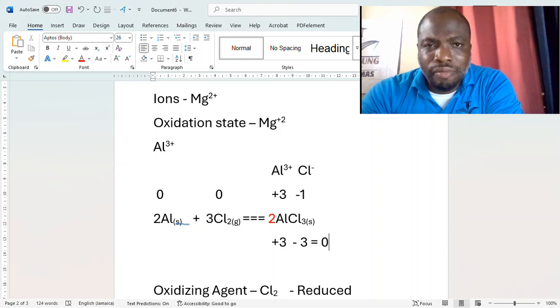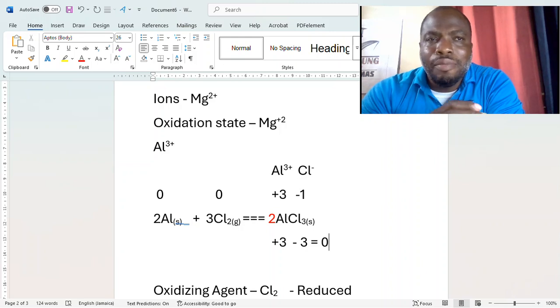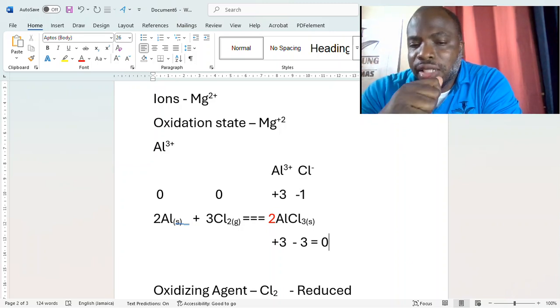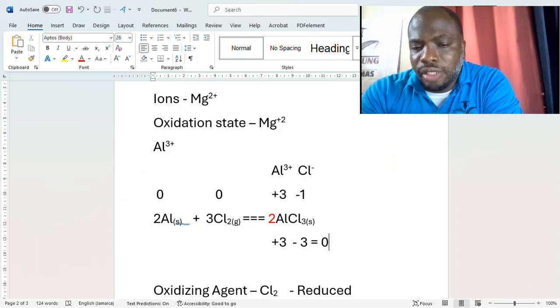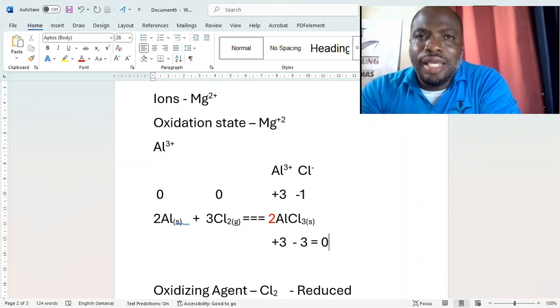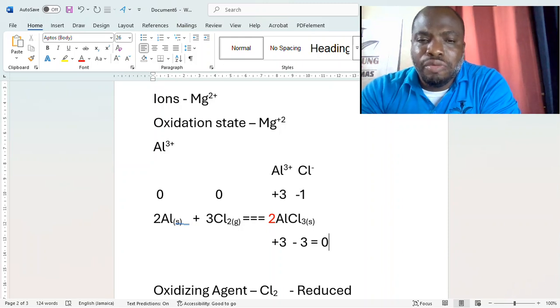Carbon is one of them. Sulfur is another one. Nitrogen is another one. Those three elements tend to change their oxidation state. So it's not that carbon is always this, or nitrogen is always that, or sulfur is always that. You have to work it out at some point. They technically change their oxidation number.